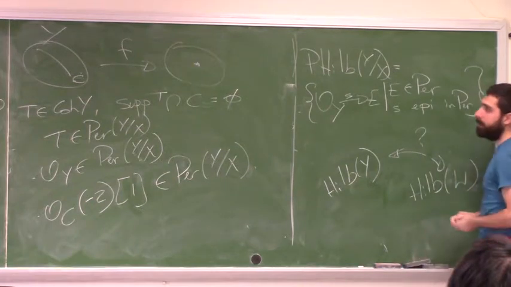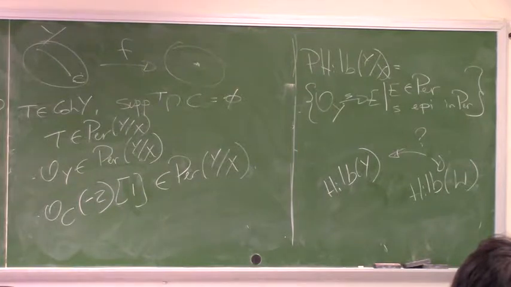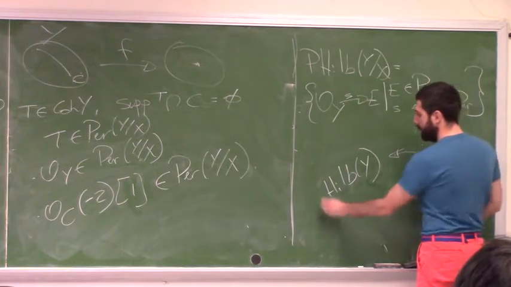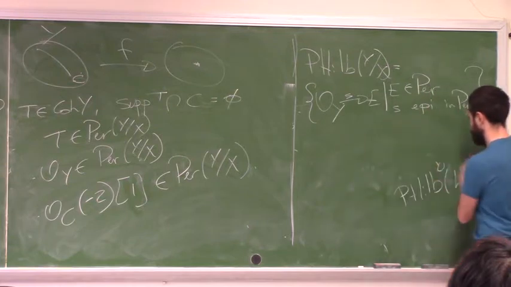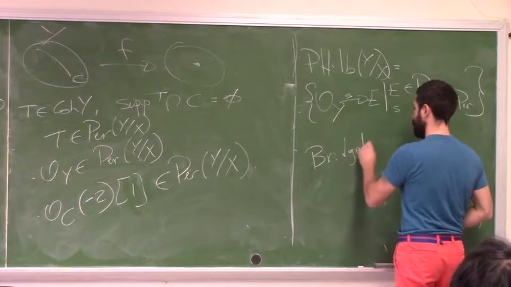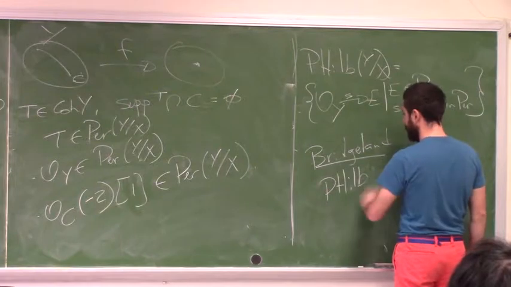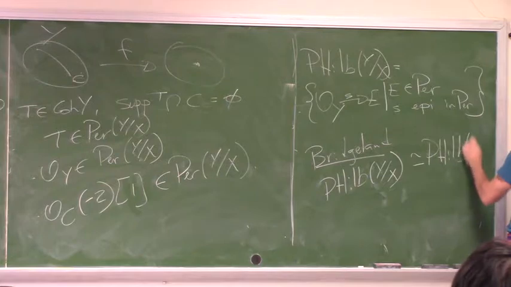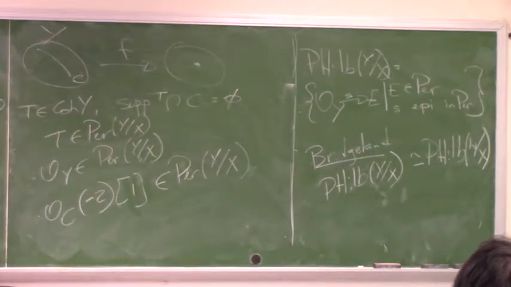And Bridgeland's equivalence also sends the structure sheaf on Y to the structure sheaf on W. So what we know automatically is that the equivalence will identify these perverse Hilbert schemes. So let me write it. Bridgeland is telling me that the perverse Hilbert scheme on Y is the same as this perverse Hilbert scheme on W. Okay, so this is really good. So it really looks like we're in business.